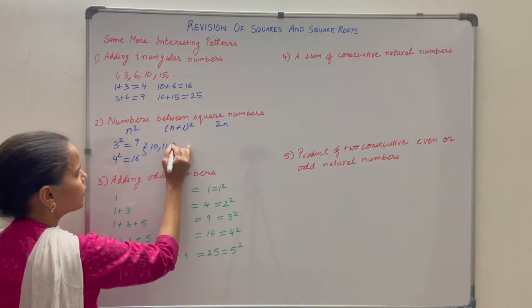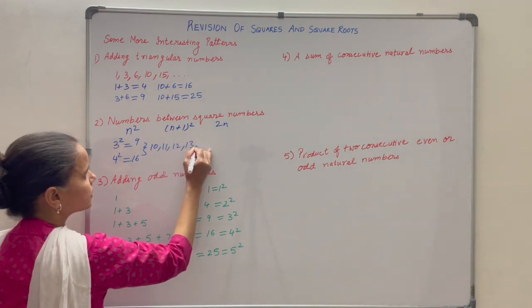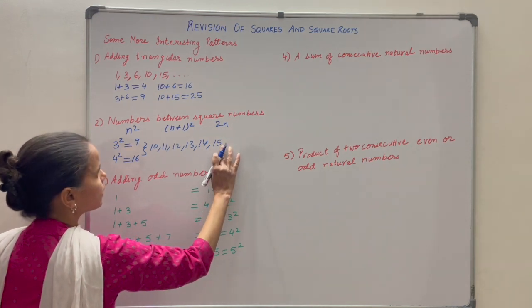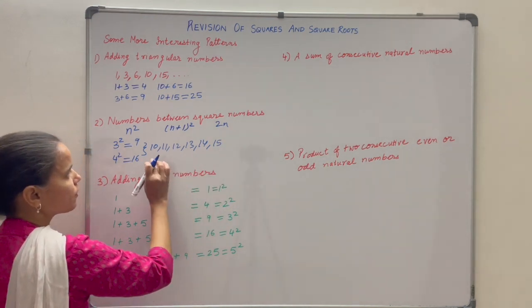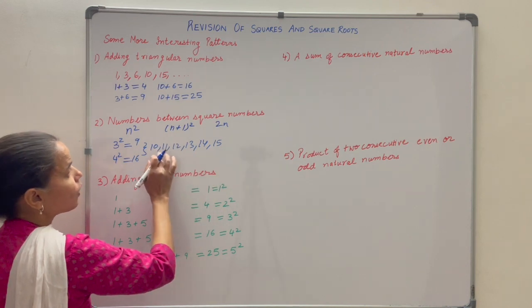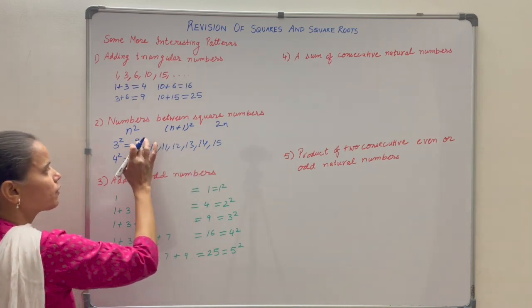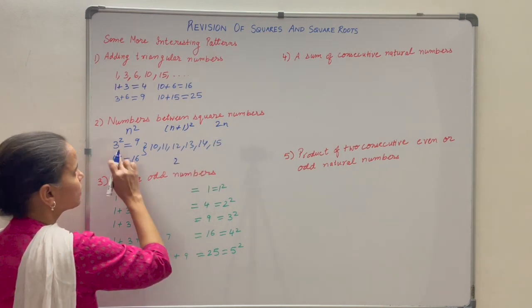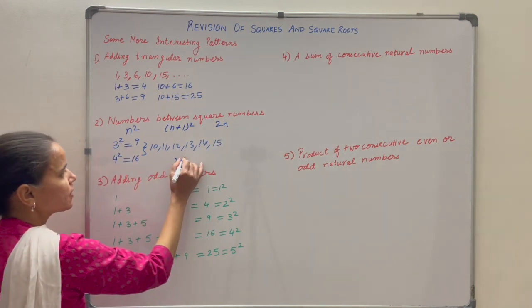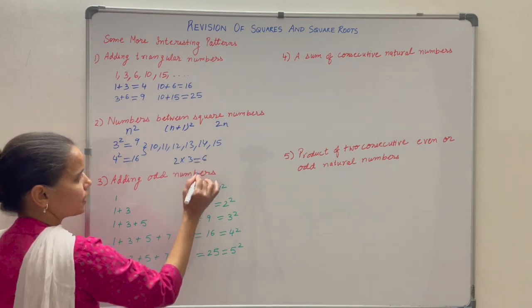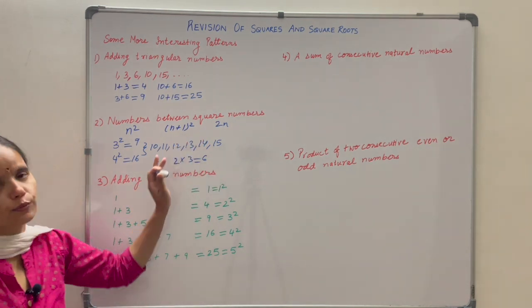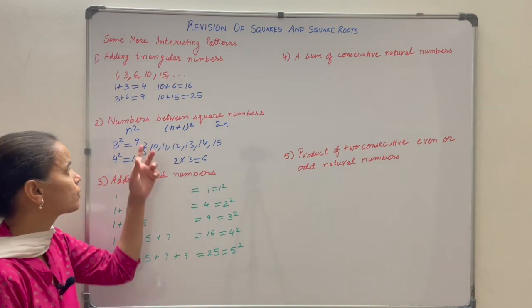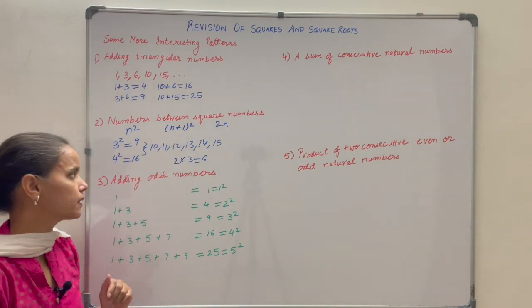10, 11, 12, 13, 14, 15. And 16 is a perfect square. So you have 6 non-perfect square numbers between the two given perfect squares. That is 2n. What is n? We have taken it here as 3. So 2 into 3 is 6. So this is how we use this formula to find non-perfect square numbers between two given perfect square numbers.